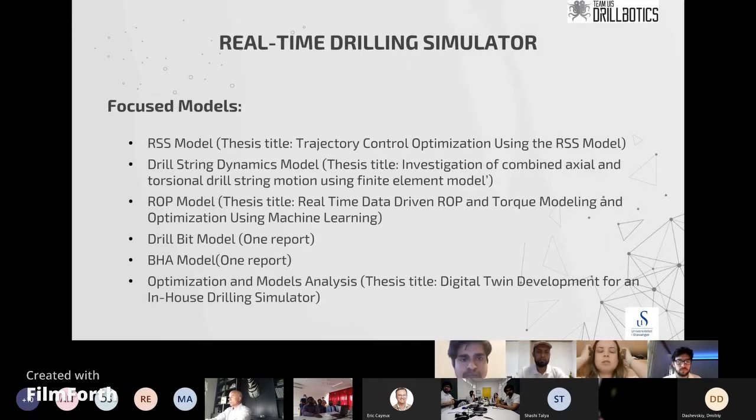So for the real-time drilling simulator, we have the following models: the RSS model, the drill string dynamics model, the ROP optimization model, the dual-bit model, the BHA model, and the optimization and models analysis.